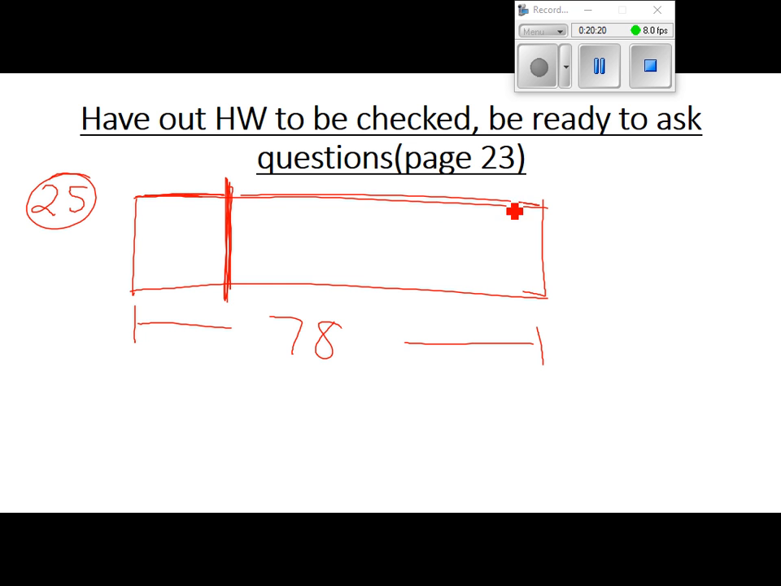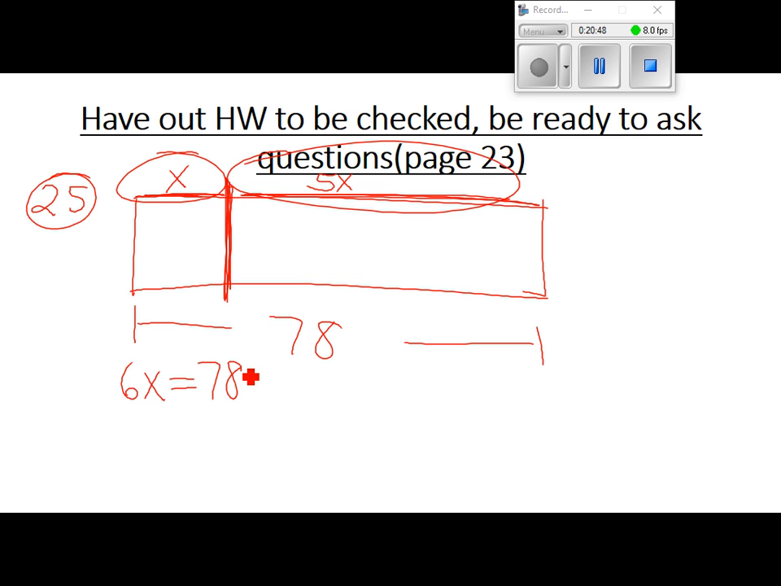What do we know about this longer piece in relationship to that piece? It's 5 times. So do I just put 5 here? 5x. If I make that 5x, what's this part over here going to be? What am I going to do with these two parts? Add them together. So what? Tell me the equation. 6x equals 78.